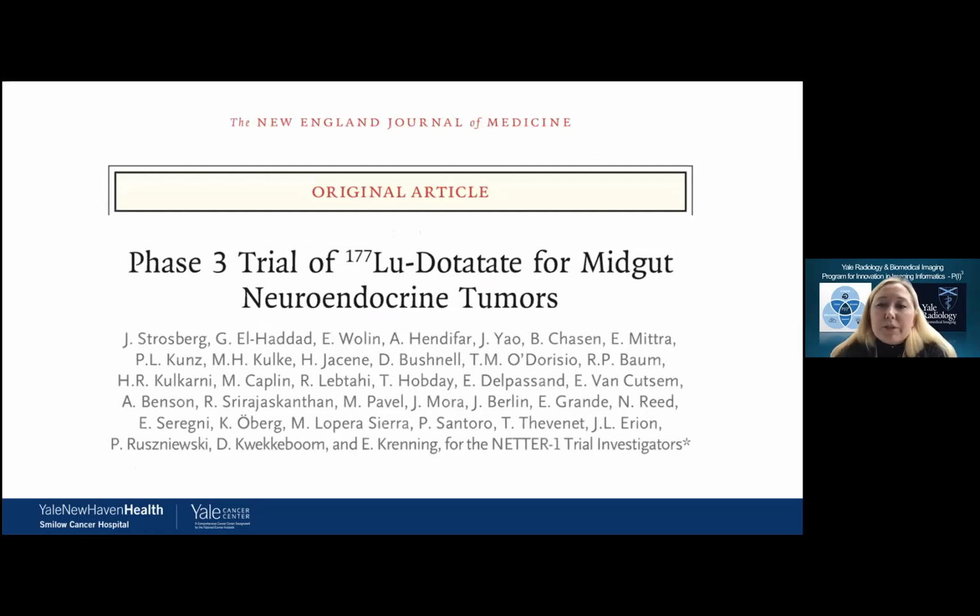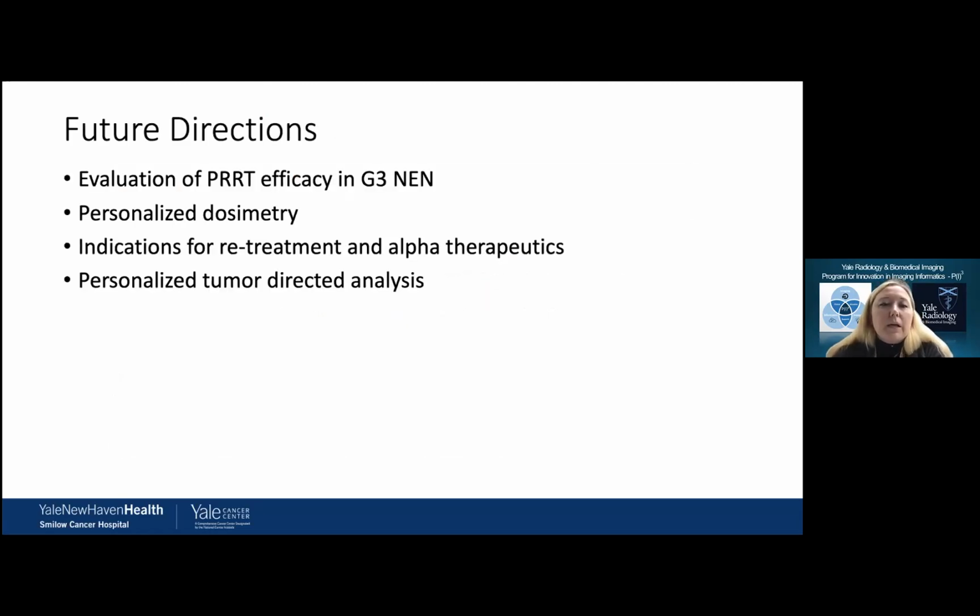And it was basically approved based on the NETTER-1 trial, which showed improved progression-free survival in these patients. And I really appreciate Dr. Kunz going over this. So for future directions, we have to evaluate PRRT efficacy in higher grade neuroendocrine neoplasms. We're also working on personalized dosimetry, so providing the right dose to the patient and hopefully seeing better outcomes in patients.